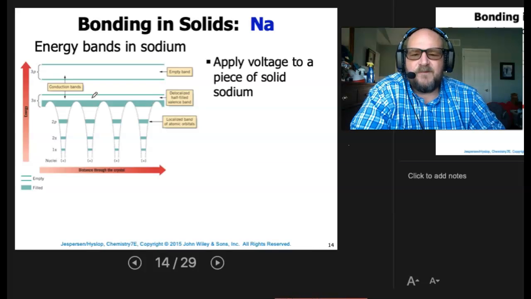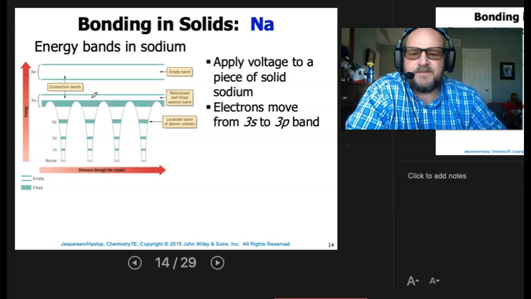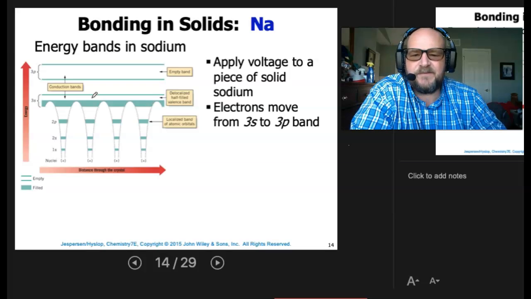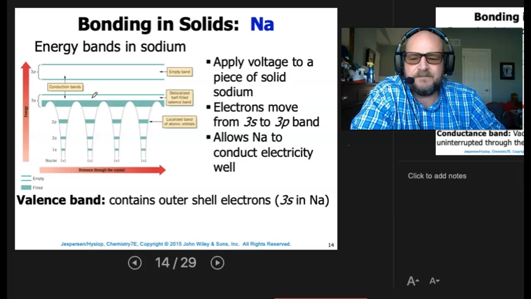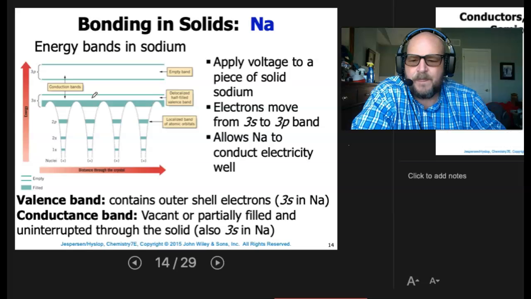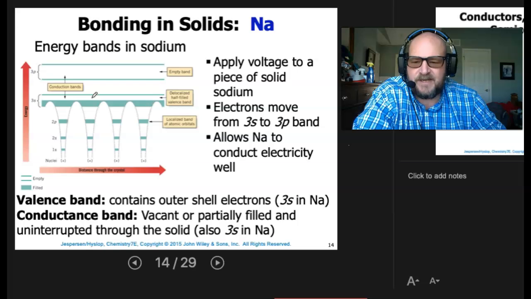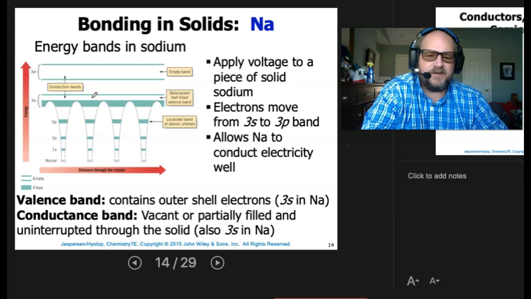Now if I apply voltage to a piece of solid sodium, what's going to happen? Well, the electrons are going to move from the 3s to the 3p band. That allows sodium to conduct electricity very well. The valence band contains outer shell electrons, in this case the 3s. The conduction band is vacant or partially filled and uninterrupted throughout the solid, also the 3s in sodium.